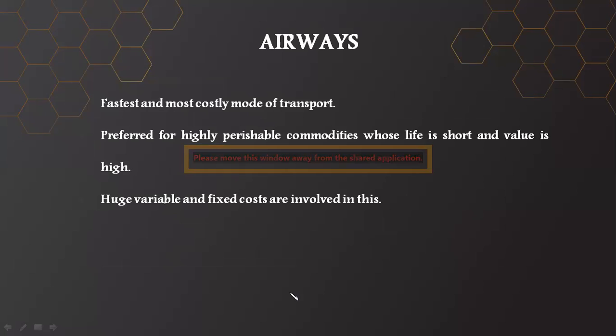And compared to many others like railways and airways, the speed is less. Now, airways, the fastest and most costly mode of transport. It is highly preferred for perishable commodities, where the life is short and the value is quite high, like medicines and all. Huge variable and fixed costs are involved.